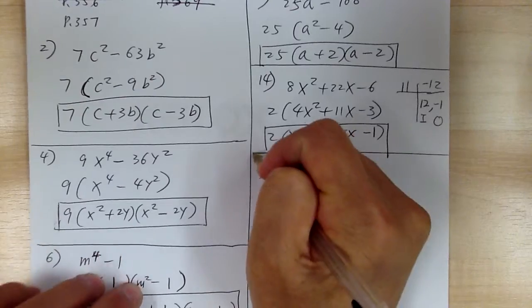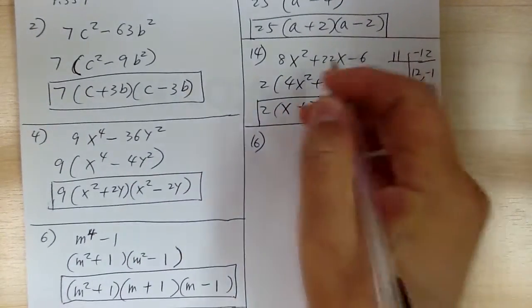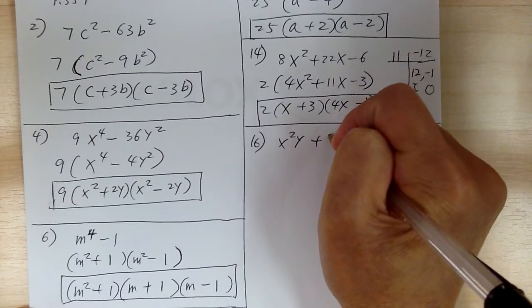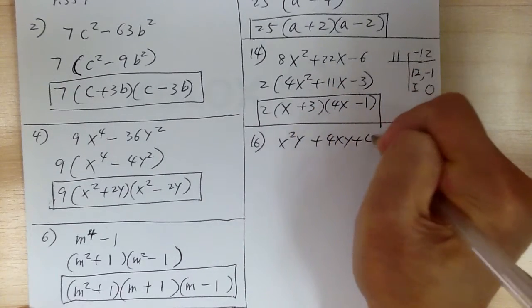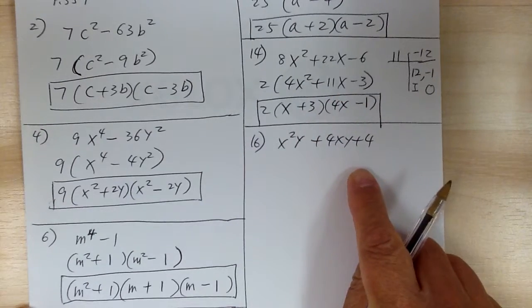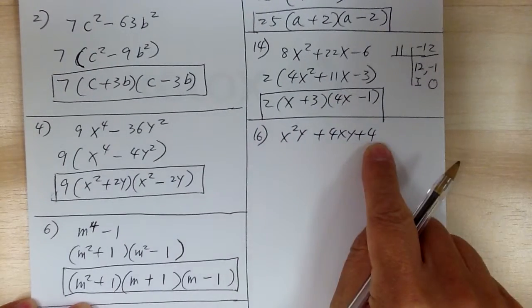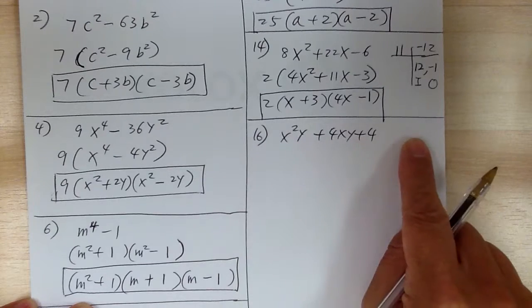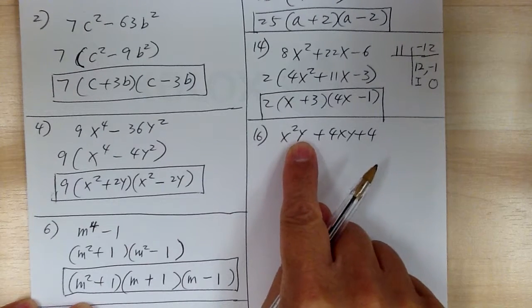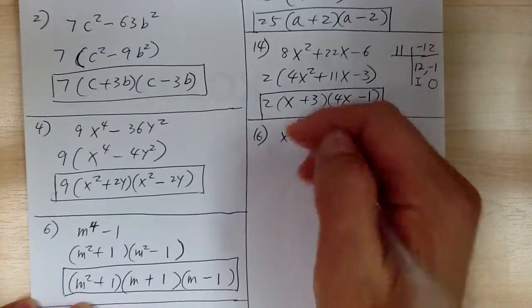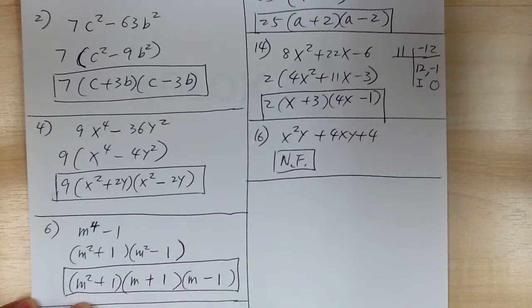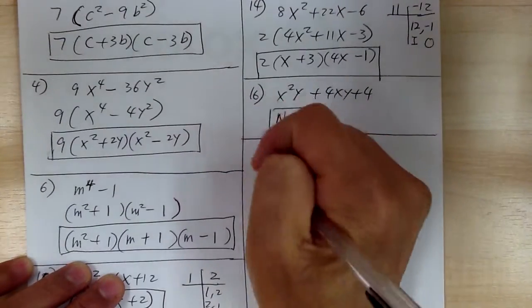Okay, let's go to 16. You have x squared y plus 4xy plus 4. So step 1, common factor cannot. Okay, step 2, perfect square. This is not a perfect square. Now, when you go to step 4, master product cannot because you have the extra y over here. So this is not factorable. Okay. Now on the test, every problem is factorable. Okay, so you don't have to worry about this kind.